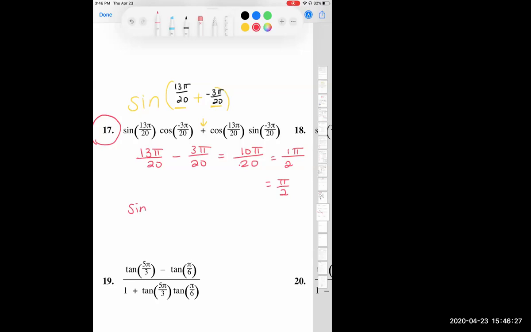Do we know sine at pi over 2? Yep. We take a look at the unit circle. Pi over 2 is halfway, that 0, 1 point. Sine is y, so this is 1. And that's my answer.